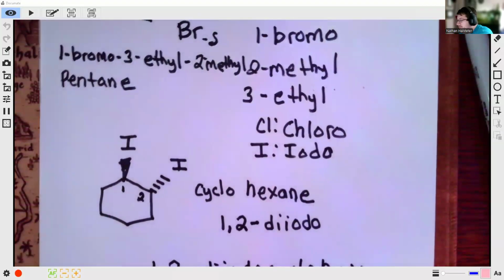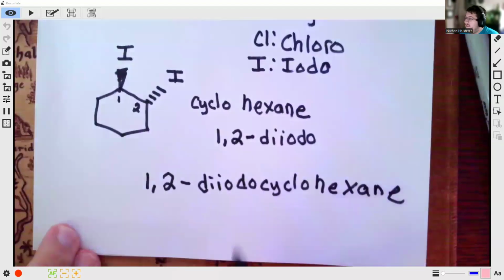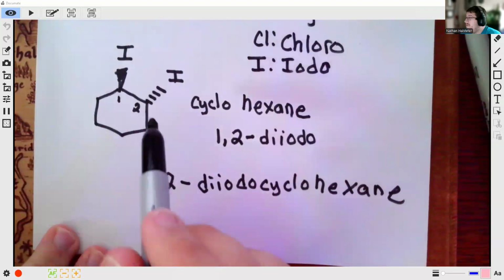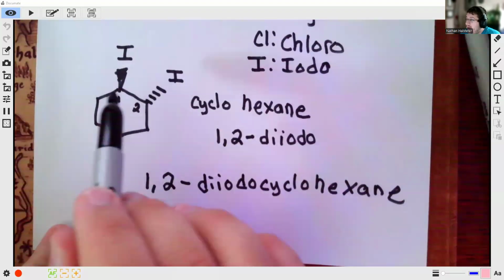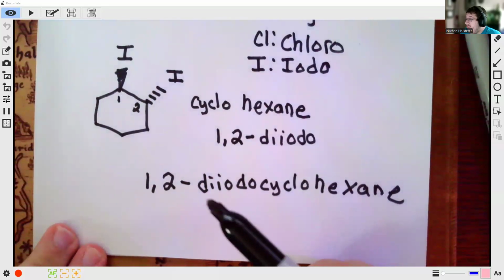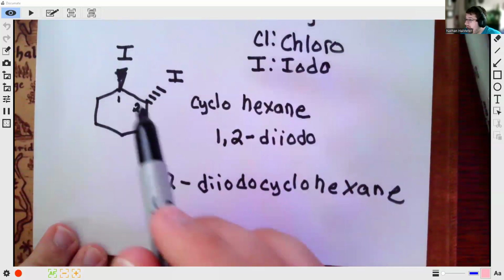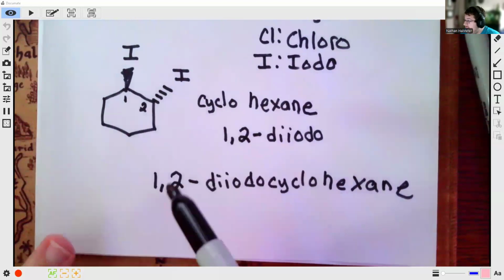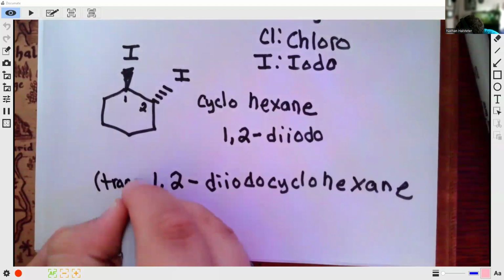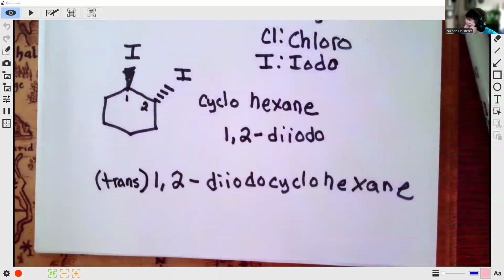So hopefully we just finished the chapter on stereochemistry. We should feel very comfortable and confident about this. If one's on a wedge and one's on a dash, how are they related? Are they cis to one another, cis being the same, or trans? This would be trans. So it'd be trans-1,2-diiodocyclohexane. Hopefully that wasn't too tricky.